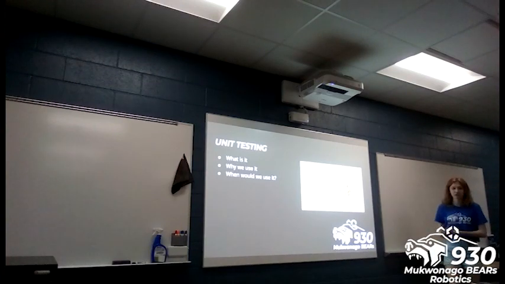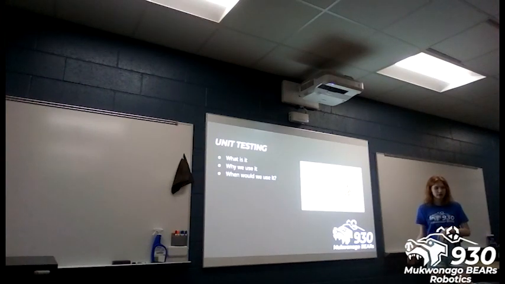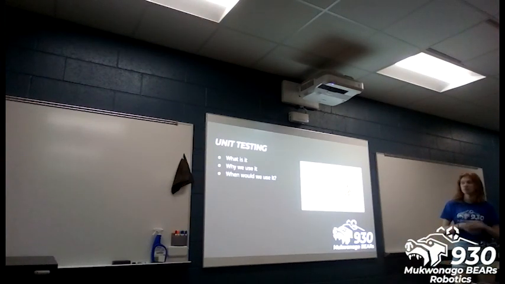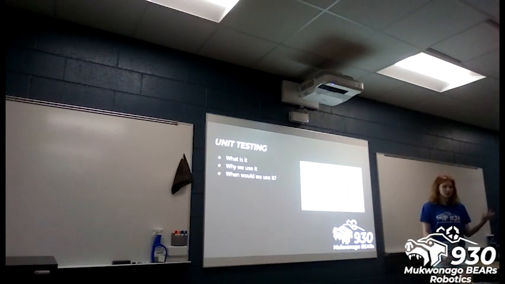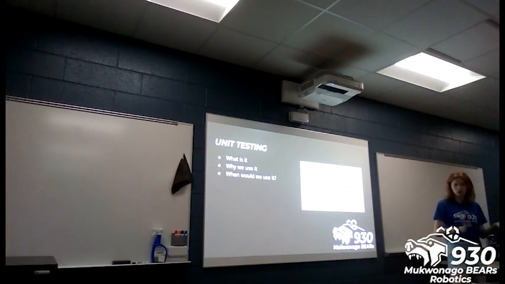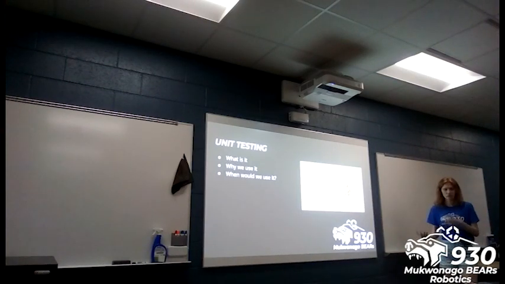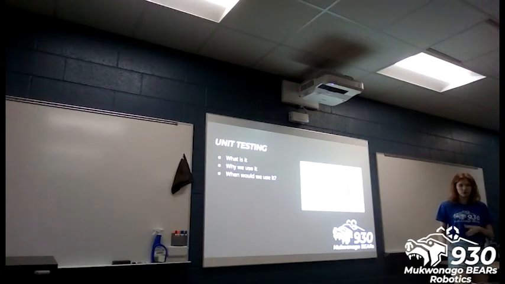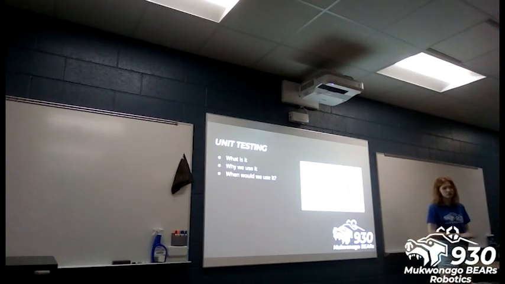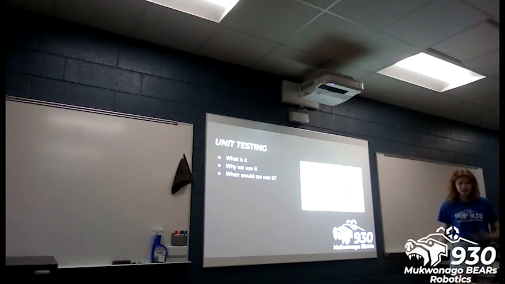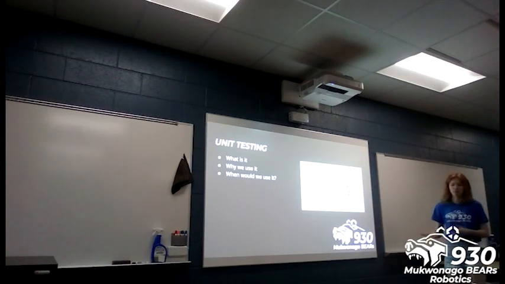Next we have unit testing. Unit testing is testing each part of the robot individually, most commonly used when using simulation. This makes sure that each part of your robot can work individually. Why we use it: it is important to know that each part of the robot can function and work properly individually and not rely on other parts of the robot to function. It also makes debugging really easy. Well, it makes it easier to pinpoint where the code isn't working properly or why errors are occurring.